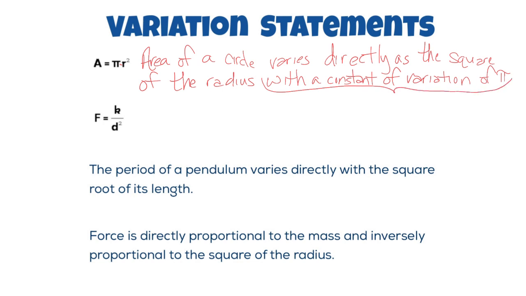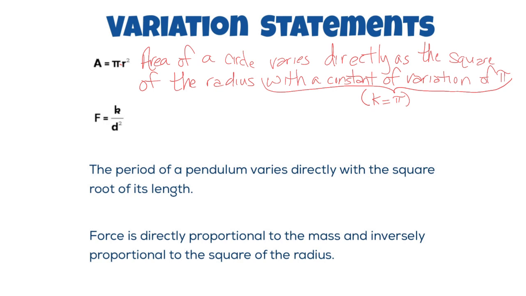Instead of saying with a constant of variation of pi or equal to pi, I let you just, in parentheses, after you've written this sentence, just tell me in parentheses what k is. And in this case, k is pi. Now I'm going to write k equals pi, but I might still say, oh, and the constant of variation is pi. But if you're writing it, I'll let you do that shortcut.